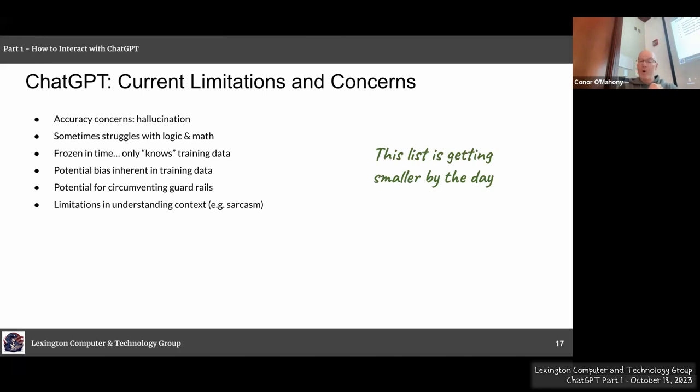It's frozen in time, only knows up to the point of its training data, which, as I said, is soon going to be a thing of the past. There's potential bias inherent in training data, and there is. The content that is out there is, for the most part, created by us. There are inherent biases in a lot of what we've put out there.